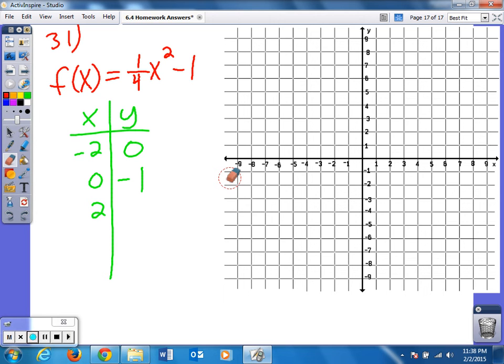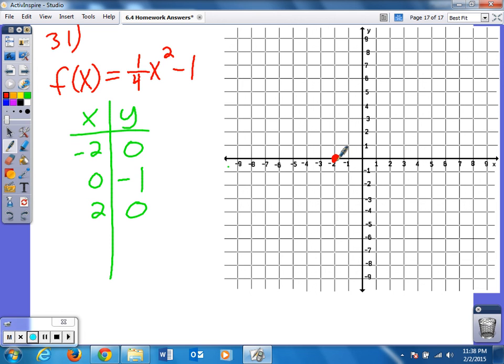And let's look at 2. So if we plug in 2, we'll have 1/4 times 2 squared minus 1. This is going to turn out to be exactly the same as when we plugged in -2. So we'll have 4 there. That cancels. 1 minus 1 is 0. Plot those 3 points. That'll be good enough for our purposes.